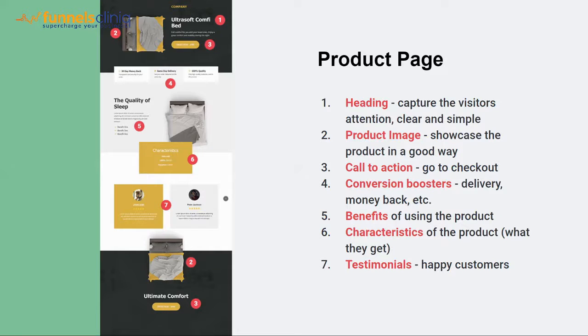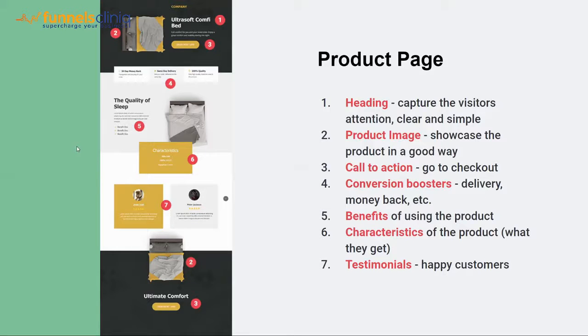Then we have the benefits. Obviously it is really important to showcase the benefits of the product. Why? What is the customer going to get by purchasing this product or service? Because when they come, obviously they are looking for something. They are looking for some kind of solution to a problem. So explain the benefits of using this product and how it will help their life basically. Then you can have a section such as characteristics.